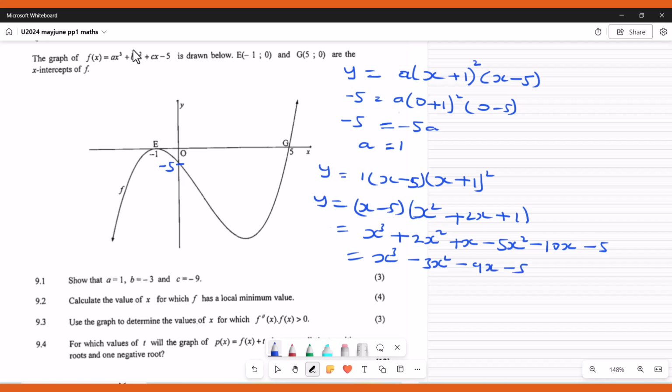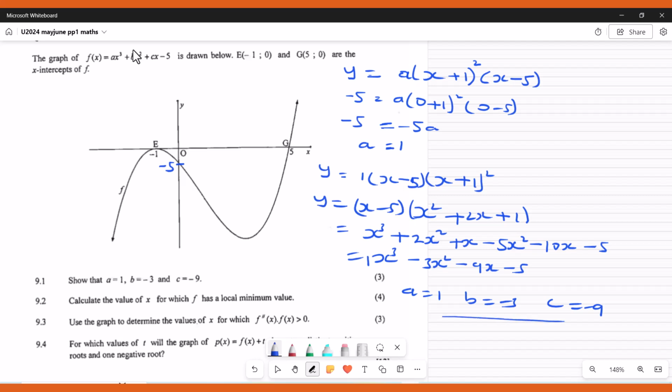So if you compare it with the given equation there, I can say that my a is 1, my b is negative 3, and then my c is negative 9. Yes, hope we are together.